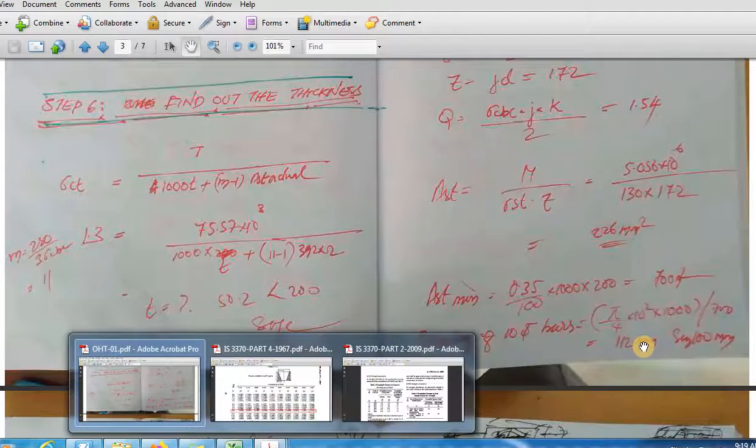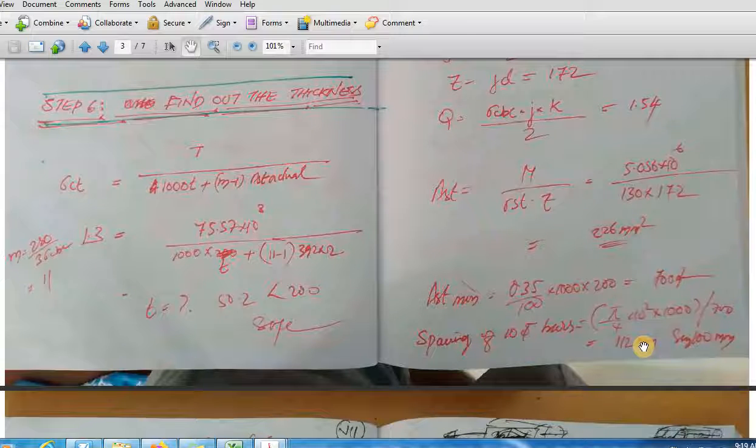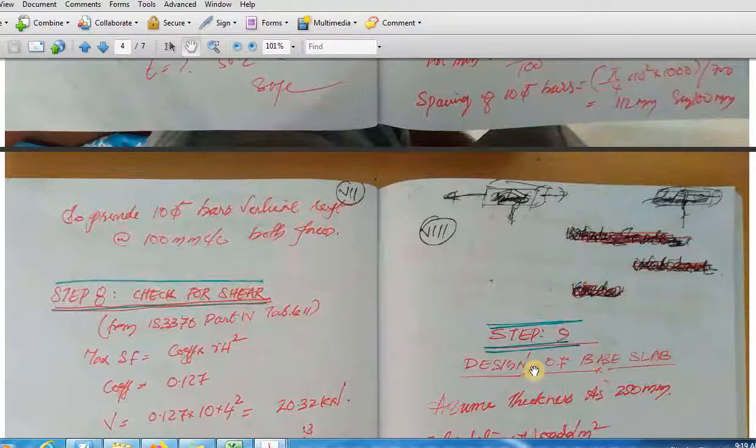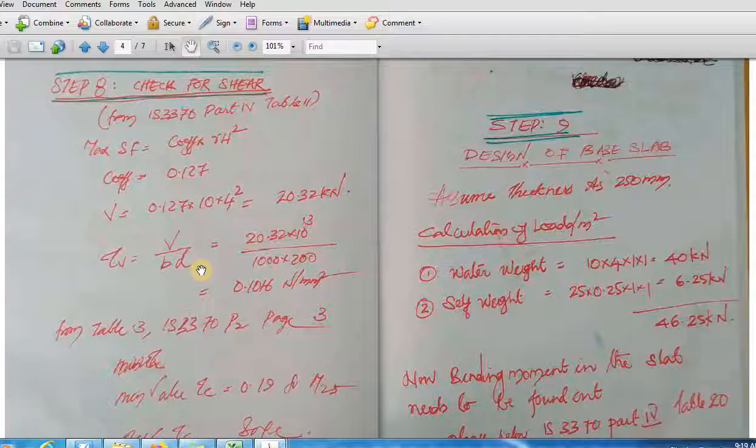Clear? So the next thing is, provide 10 dia bars at 100 mm center to center. Then another thing, what is a new thing that comes here, it is the check for shear actually. Okay, so in the overhead tanks there can be a chance of shear.